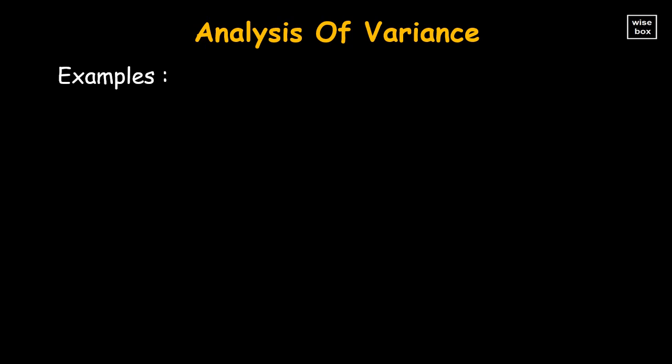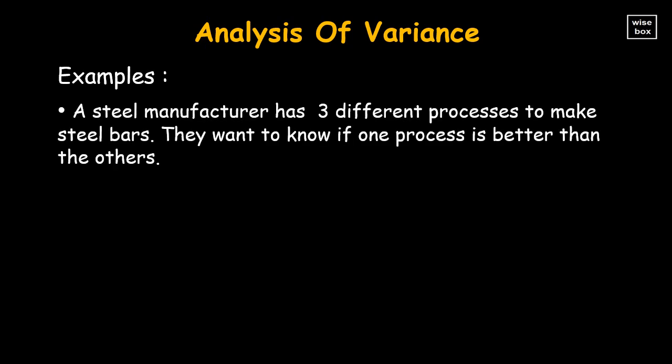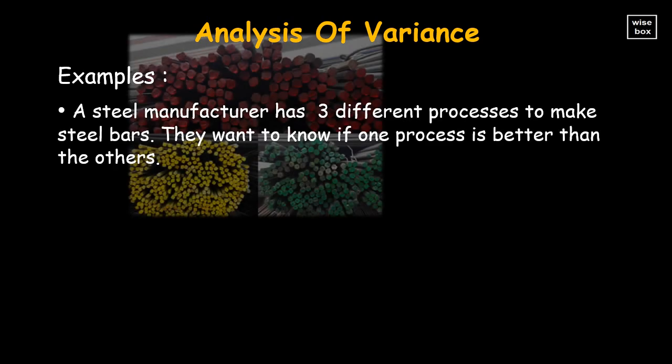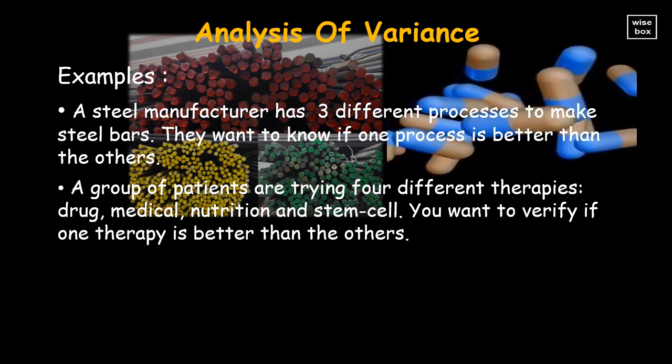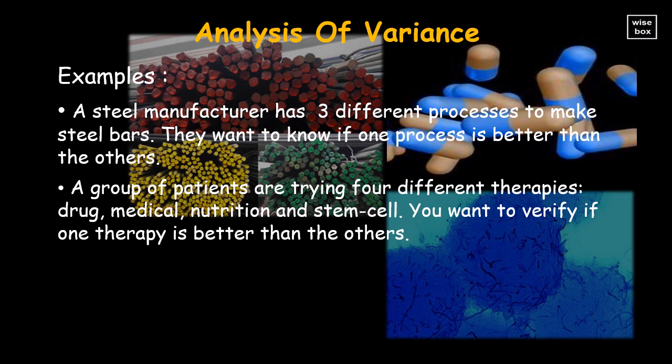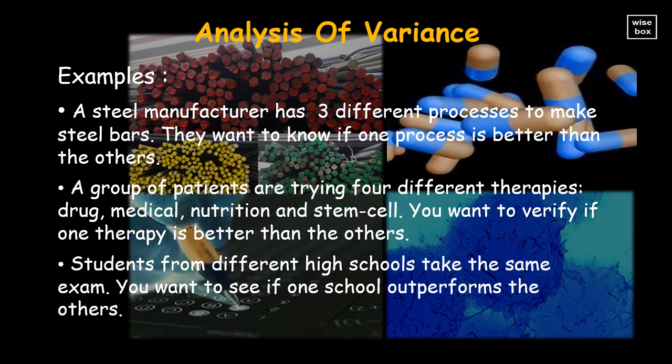Here are some sample research studies applicable for analysis of variance. A steel manufacturer has 3 different processes to make steel bars. They want to know if one process is better than the others. A group of patients are trying 4 different therapies: drug, medical, nutrition, and stem cell. You want to verify if one therapy is better than the others. Students from different high schools take the same exam. You want to see if one school outperforms the others.